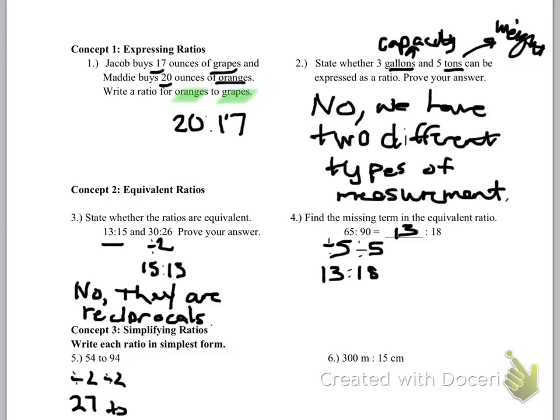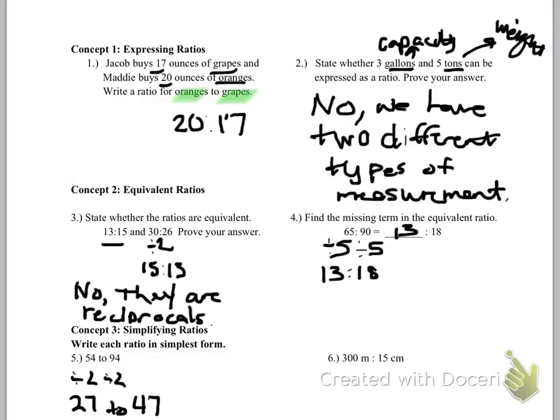And 94 divided by 2 is 47. So I have 27 to 47. Okay, number 6 is the one that really got a lot of people. Maybe I should check back with 5. Actually, when I look at 5 and I see 27 and 47, I really need to check and see if that can be simplified anymore.